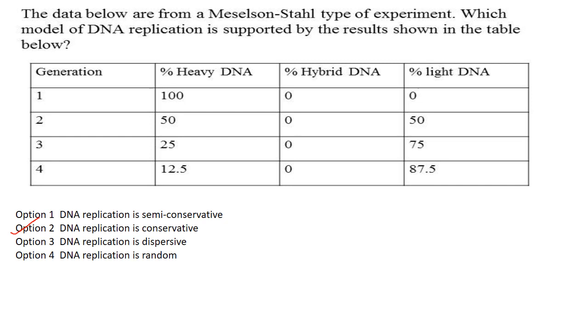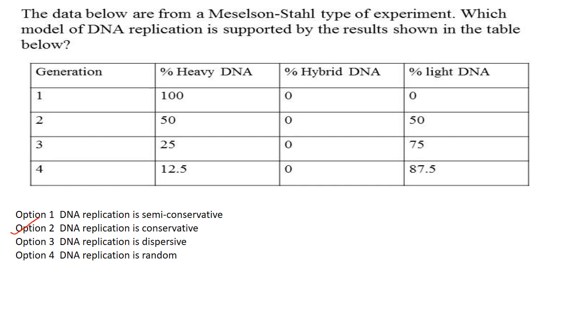Then next one. The data below are from Meselson and Stahl experiment. Which model of DNA replication is supported by the results shown in the table below? So in generation 1 there is no hybrid DNA. In generation 2 also hybrid DNA is not there. 3, 4 also hybrid DNA is not found. DNA replication, as we know, is the semi-conservative mode of replication. If it was semi-conservative, then you should have got some amount of hybrid DNA also. But here no hybrid DNA is found. So it is naturally conservative. DNA replication is conservative. Answer is option 2.